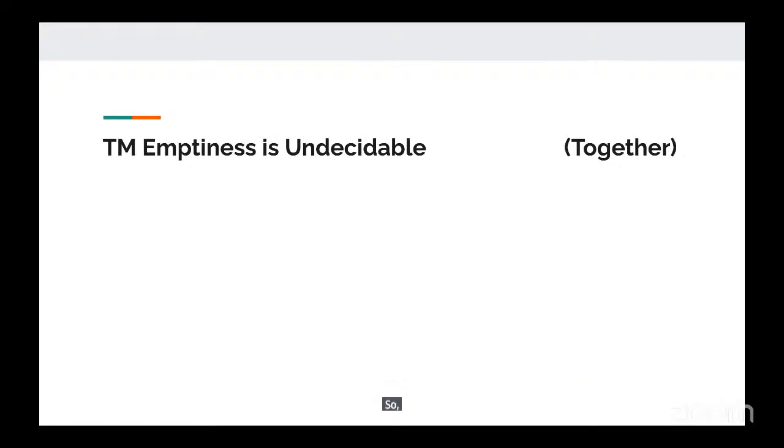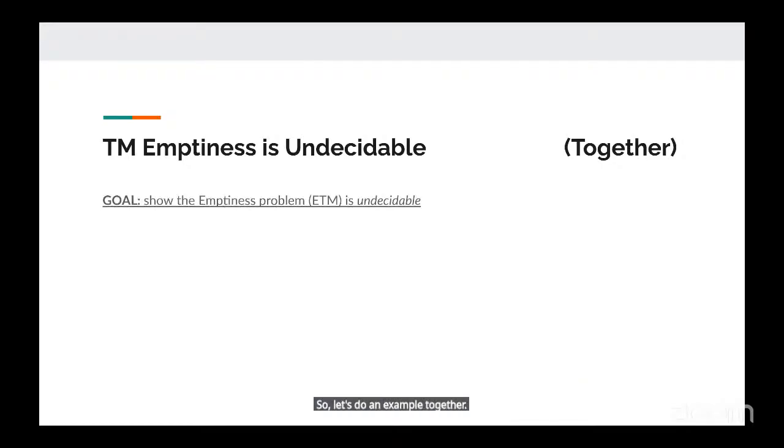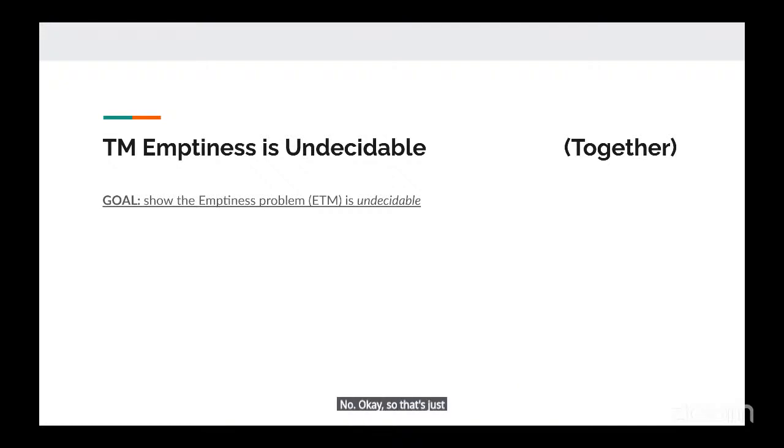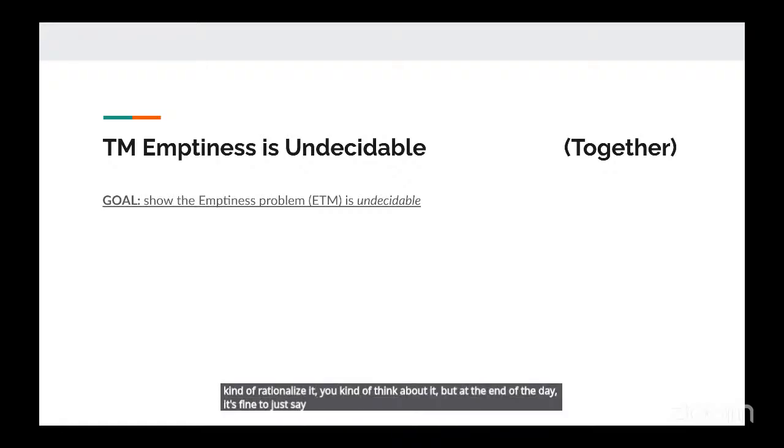So let's do an example together. We are going to show that the emptiness problem is undecidable, using reduction of the acceptance problem to the emptiness problem. So what do we remember about the acceptance problem for Turing machines? Is it decidable? No. Okay, so that's just a fact we need to know. You can rationalize it, but at the end of the day, it's fine to just say, from lectures, I remember that you said the acceptance problem is undecidable.